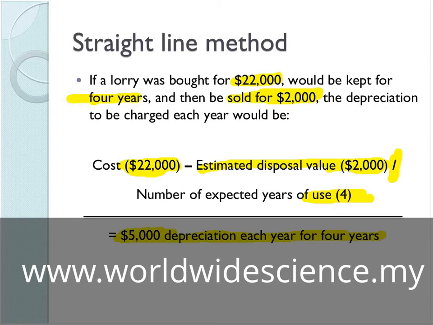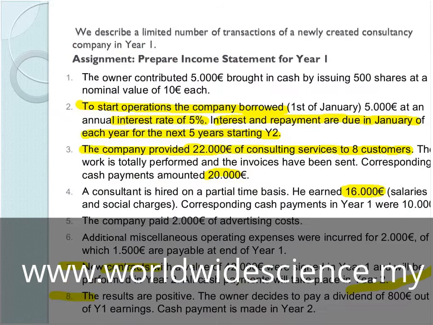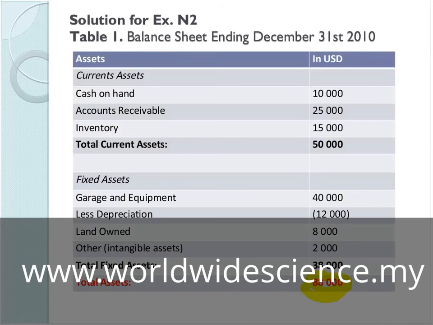I can show you based on the previous exercises. Just a moment. You remember garage and equipment, we had the 40,000. Here we must put like 20,000. Like here, we put like 20,000.